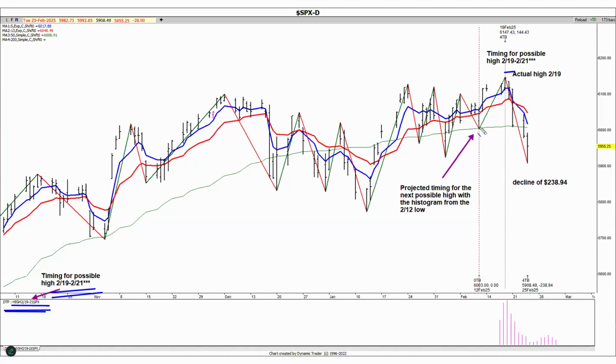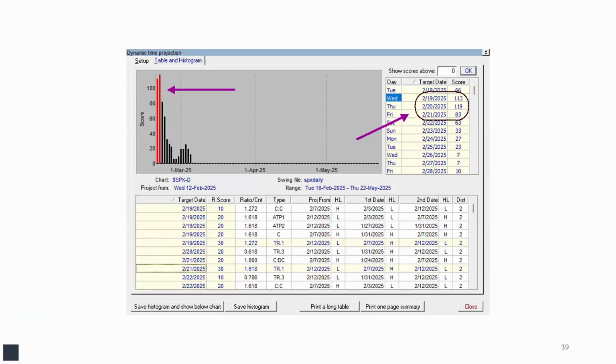But here, again, we projected from this last low for the next possible high and came up with the dates of the 19th through the 21st, about a week ago. And I want to show you what that histogram looks like. So here's the histogram that it spit out.